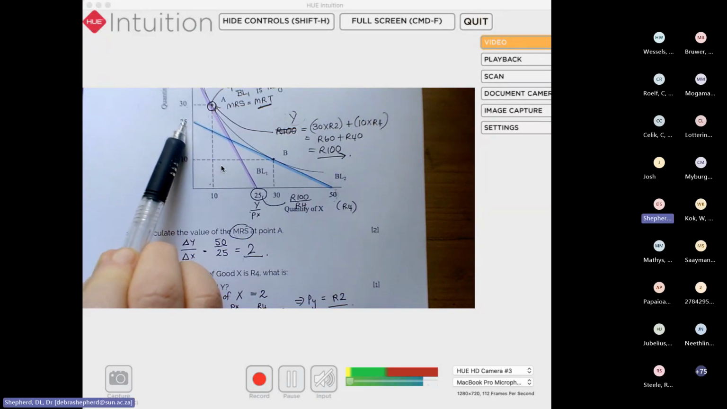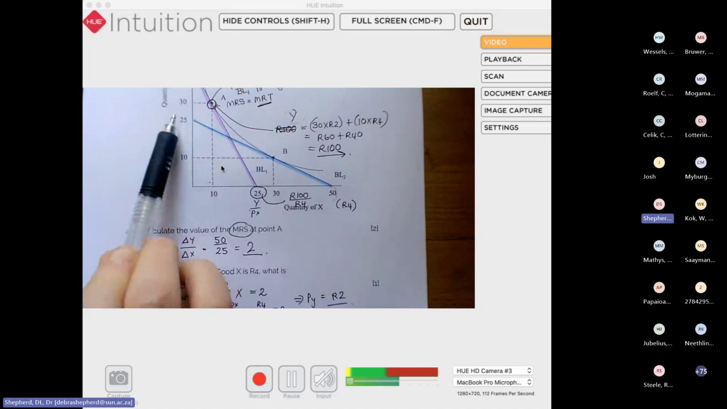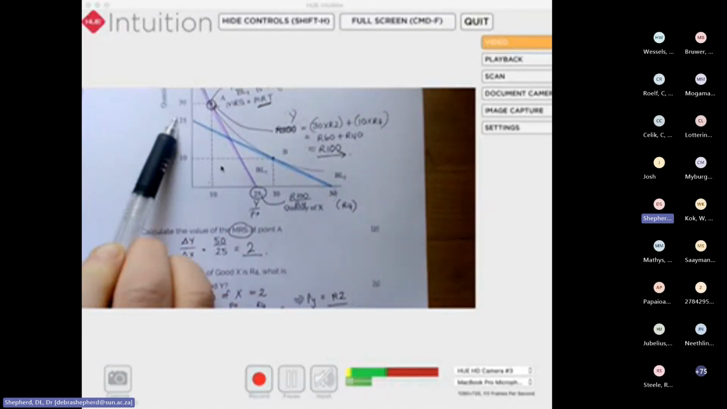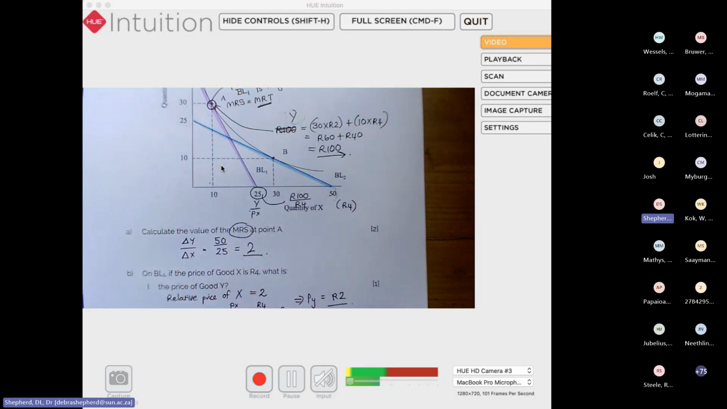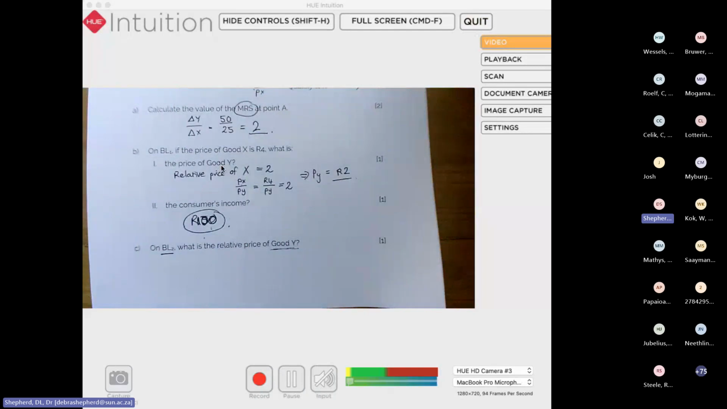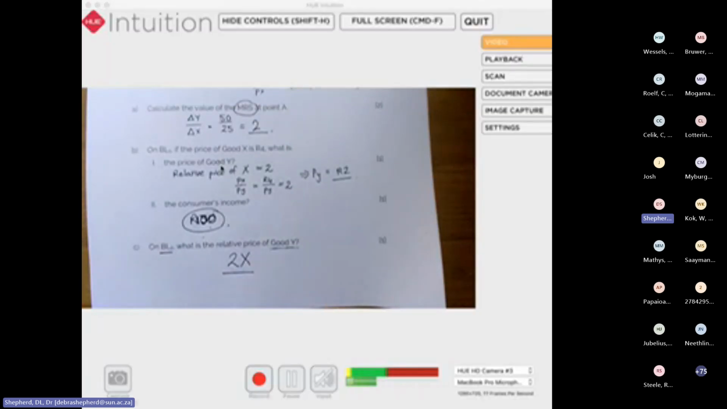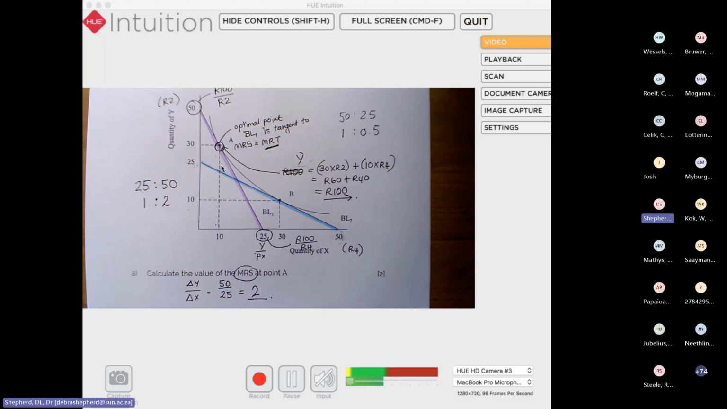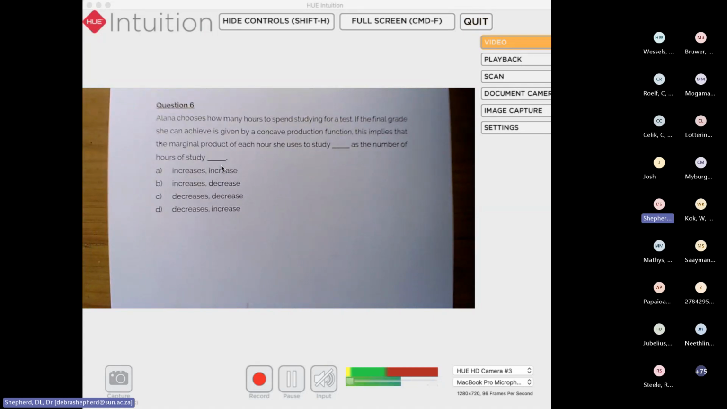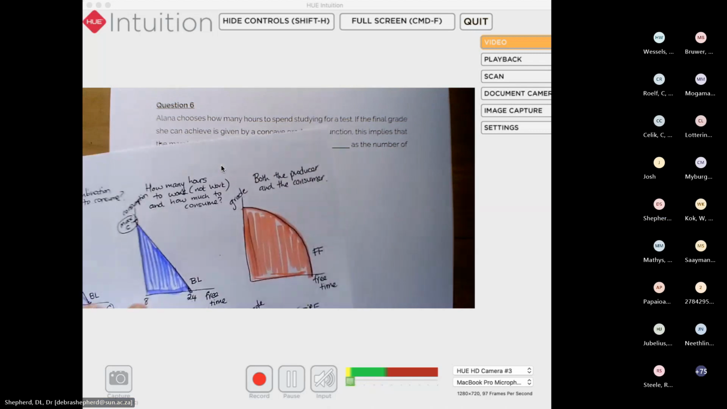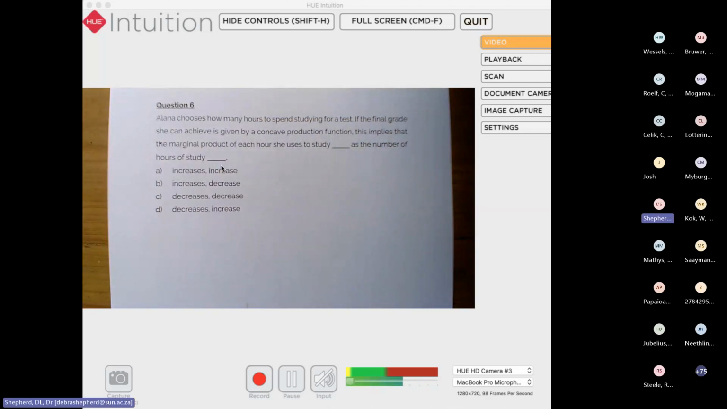Okay, exactly. So 1 to 2. So for the same income, I can get twice as much X as I can Y. So the price of Y must be equivalent to 2X. Perfect. So the relative price of good Y is 2X. Okay, let's go on to question 6. So now we're moving into the model that is shown by this picture here. So we're going to look at the model that deals with the feasible frontier and the production function.